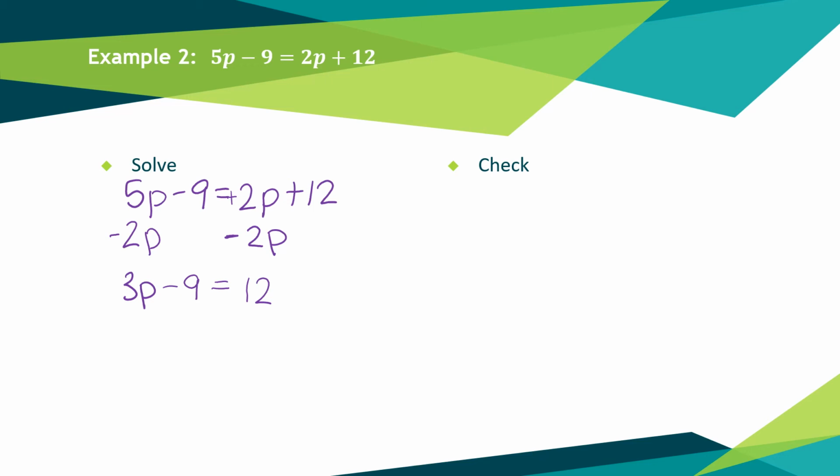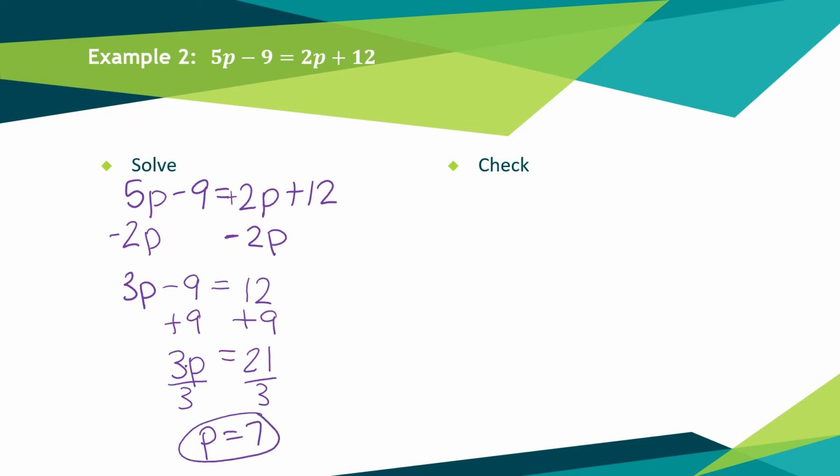Now this is just a two-step equation, so we can go ahead and add a 9 to both sides. Again, we want variable terms on one side, constant terms on the other side. So when we do that, we get 3p equals 21. And then, since this is really 3 times p, we can divide both sides by 3, and we'll get p equals 7.